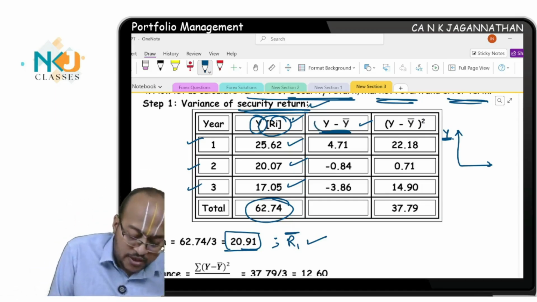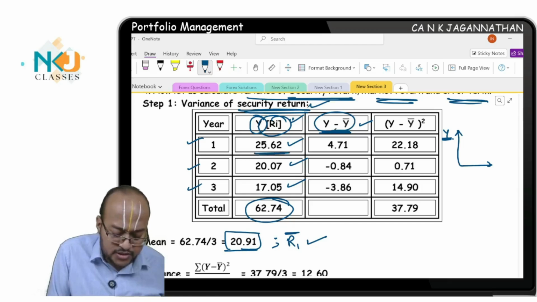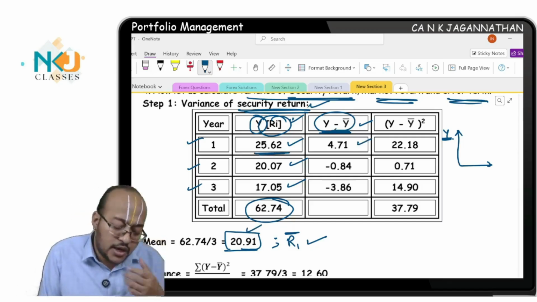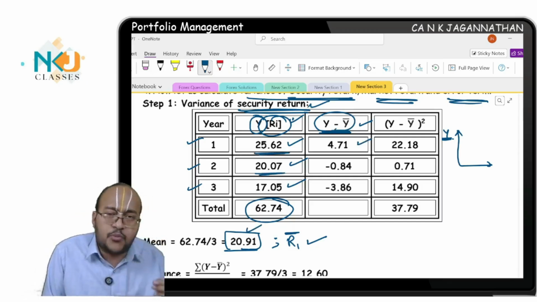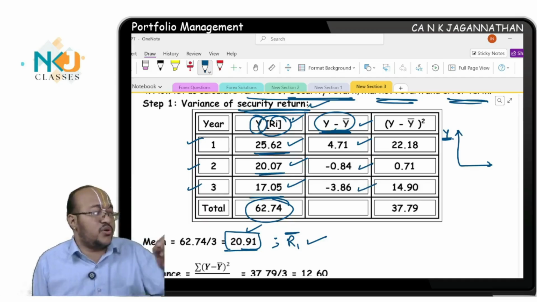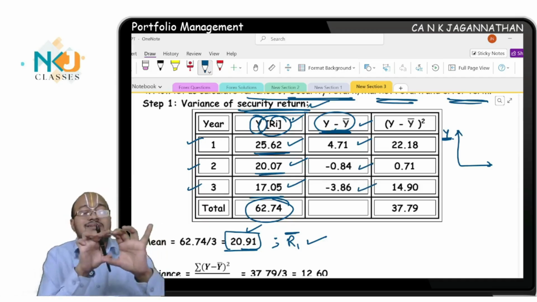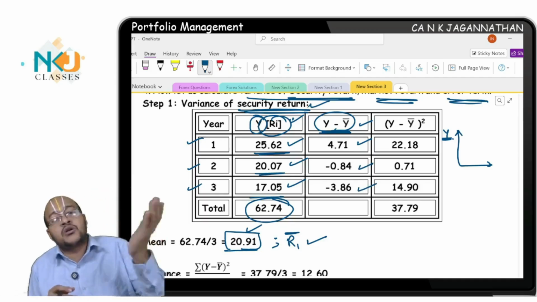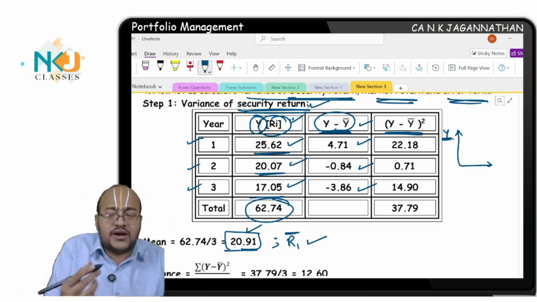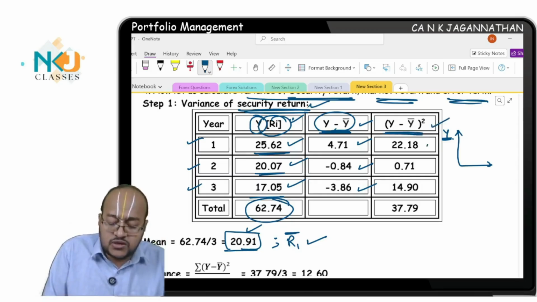Are you listening? So y minus y bar, now simply put 25.62, right? Now 25.62 minus 20.91 is positive 4.71. Sign is important. Next, 20.07 minus 20.91 is minus 0.84, 17.04 minus 20.91 is minus 3.86. This is the deviation. Next step, square the deviation, y minus y bar the whole square, which is 22.18, 0.71, 14.9.